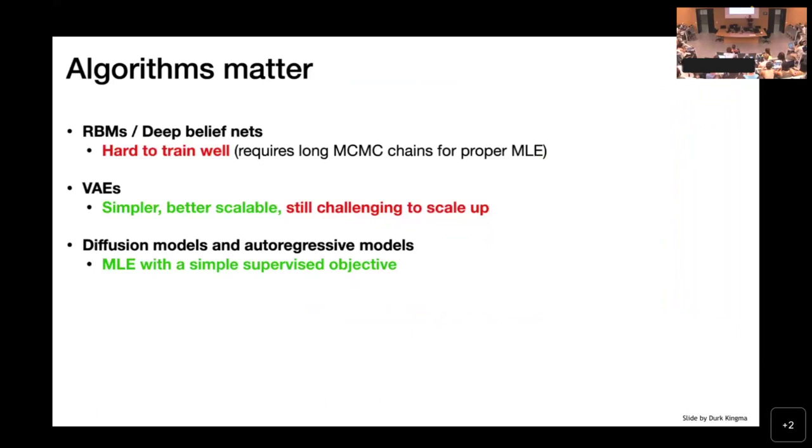So I will say a little bit about VAEs, which is one formulation of a latent variable model that is much easier to train. And as you scale up a bit further, it still has its challenges. And then diffusion models is what I view as the current best form of this type of model. That is even easier to train, easier to scale up.